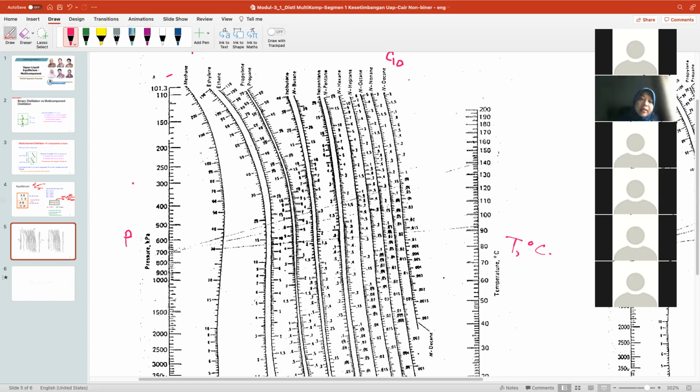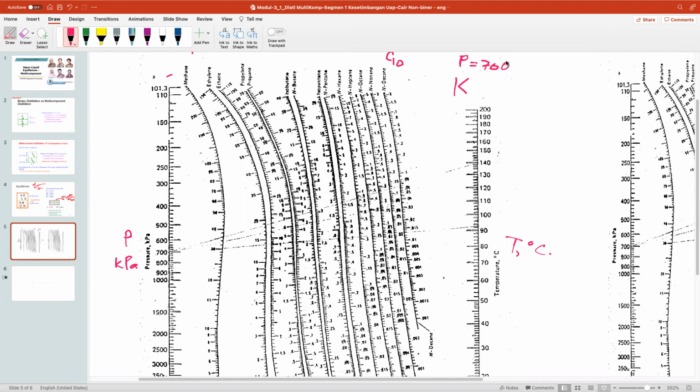Right. Okay. So let's check. Don't forget to check the units. P is in kPa, and temperature is in degrees Celsius. Now, how do we read the K value for, for example, a pressure of 700 kPa at, for example, 150 degrees Celsius? So what is the K value?